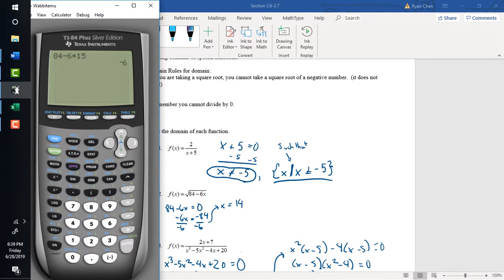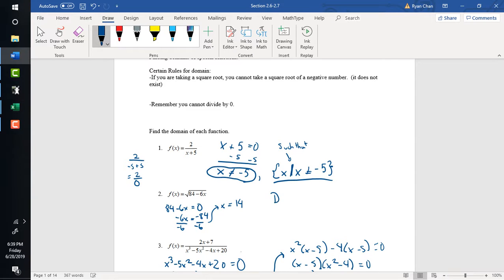So any number above 14, if you notice, gives me a negative number, and I can't take the square root because it'll be imaginary. So my domain this time, this is going to be tricky. I'm going to write it like this. My domain is going to be x such that x is less than or equal to 14. Now remember, I do include 14 because if I plug 14 in, I'll just get 0, and that's perfectly fine. Okay?